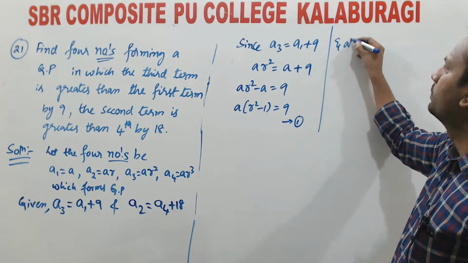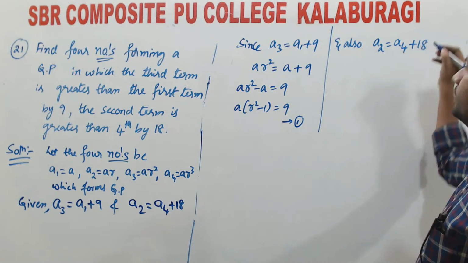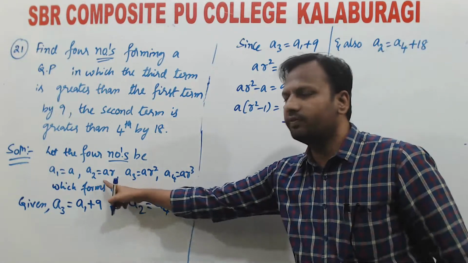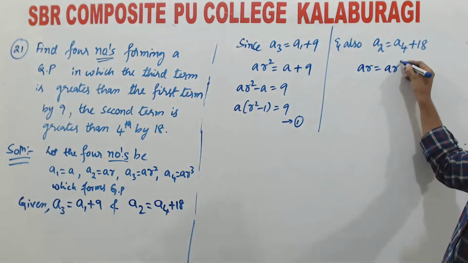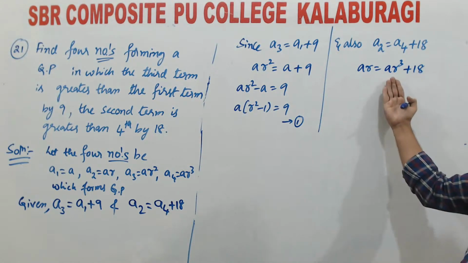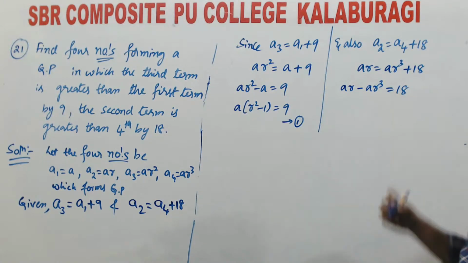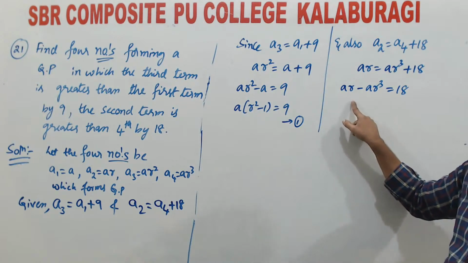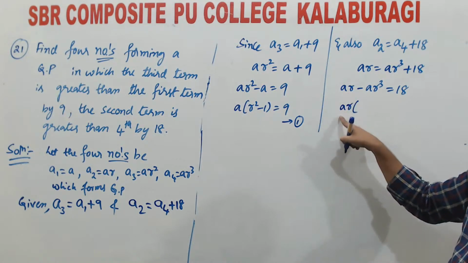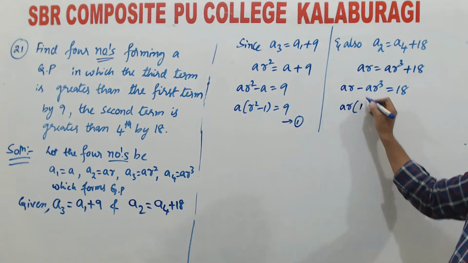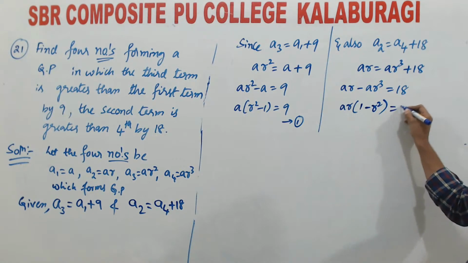Similarly, they also provided A2 is equal to A4 plus 18. We have assumed A2 as A into r, and A4 as A r cube, plus 18. Now send this A r cube to the left side: A r minus A r cube is equal to 18. A r is common in both terms. If you take A r outside, it becomes A r into 1 minus r square, is equal to 18.